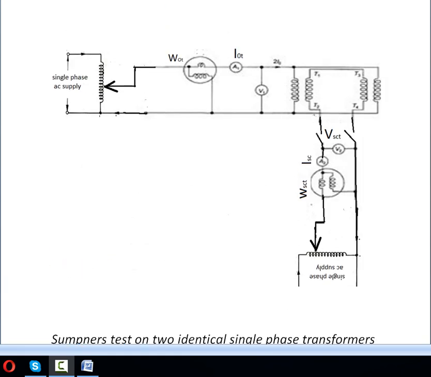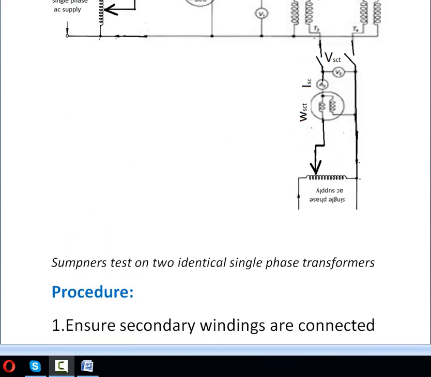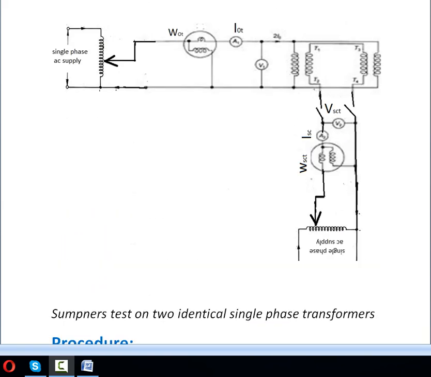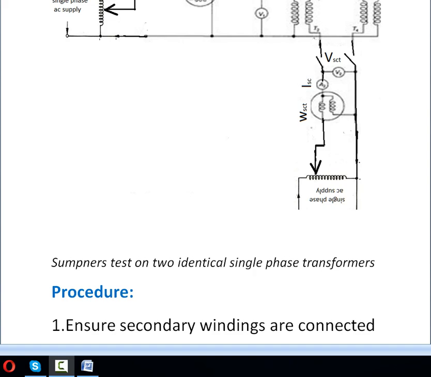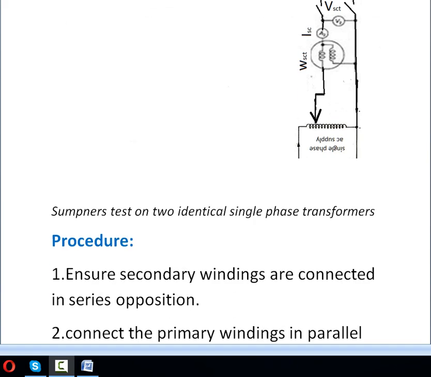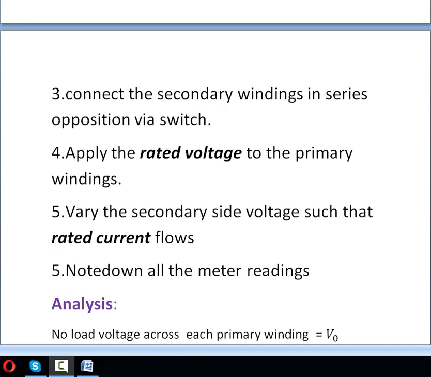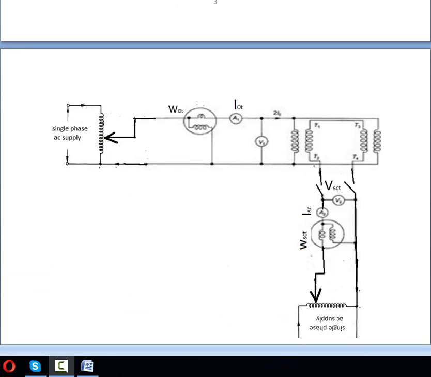So first step itself, we ensure that the secondary windings are in phase opposition. So now only close the switch. Now apply the rated voltage to the primary windings. So here we have the auto transformer. Vary this jockey, apply the voltage such that this voltmeter shows the rated voltage of the primary windings.